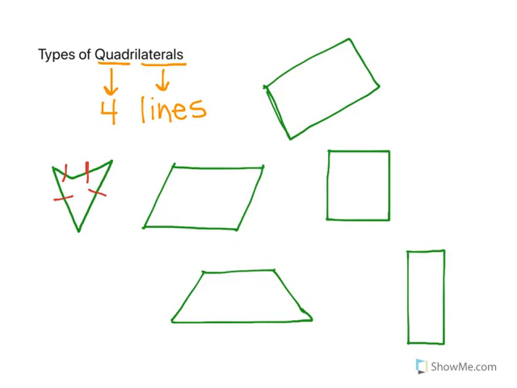Based on your homework answers for page 389, I can see that we have some misunderstanding about quadrilaterals. A quadrilateral is any polygon that has four sides or four lines. Everything pictured on this page is considered a quadrilateral. That's its basic name.